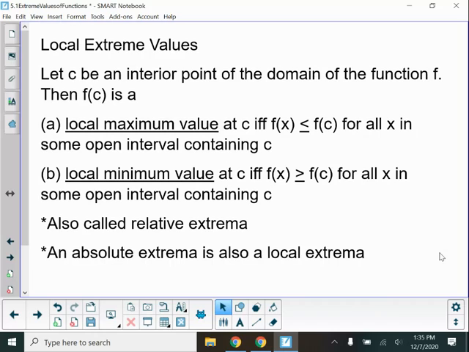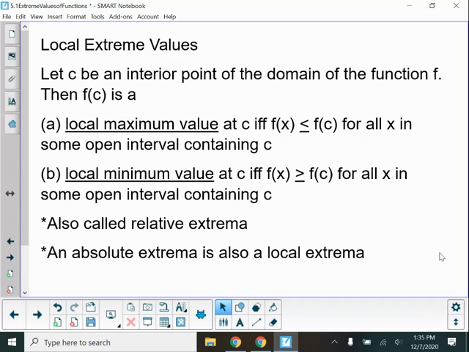So the open interval could be something that's stated. It could be something where maybe you're just looking in that immediate area, but f of c is the highest locally in that area. It doesn't have to be the highest overall, but in some area it is the highest. And then for the minimum value, f of c is going to be the lowest value in some local area.